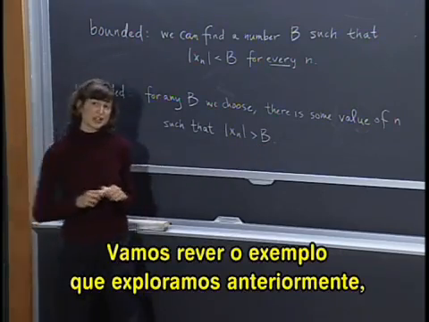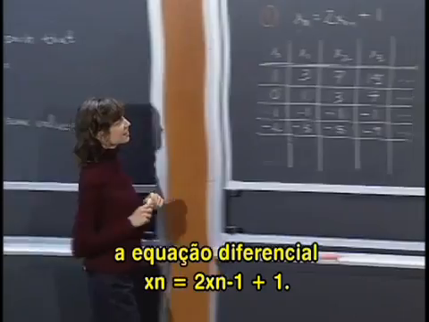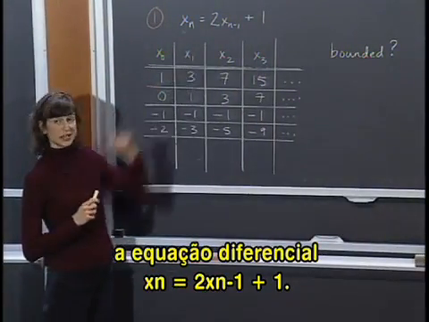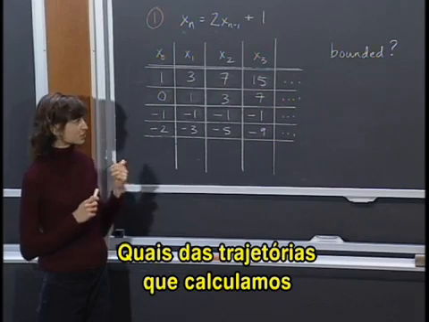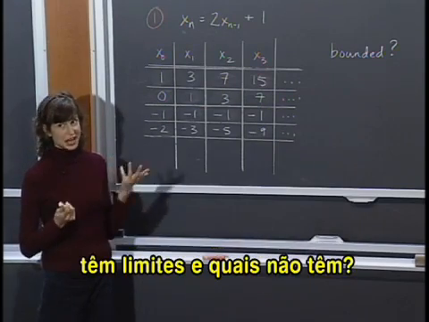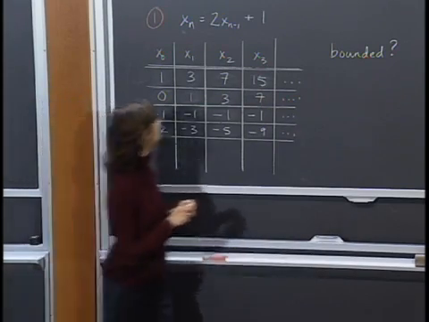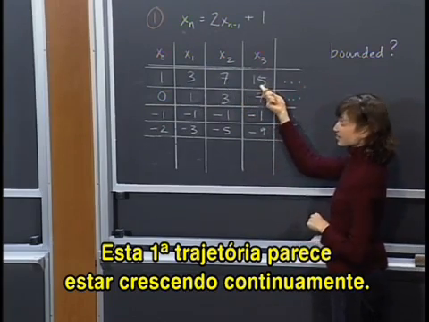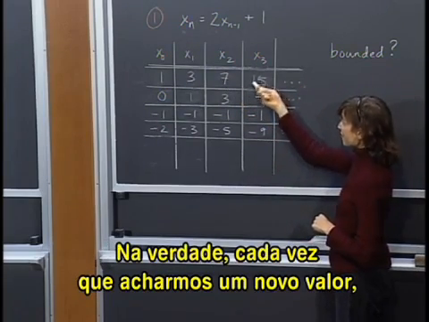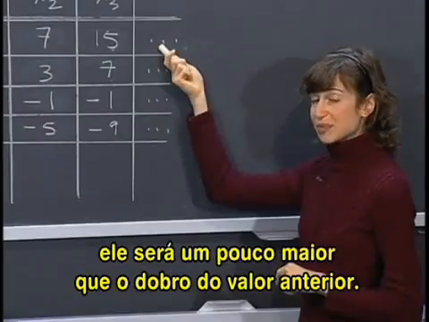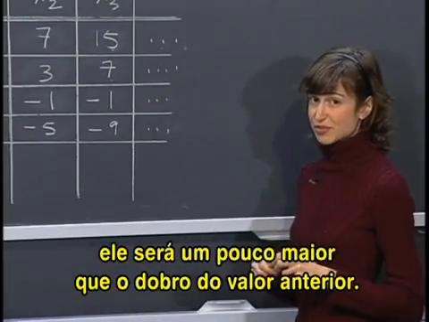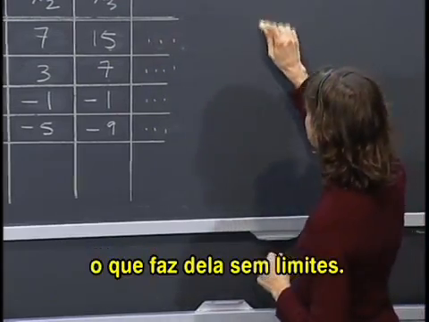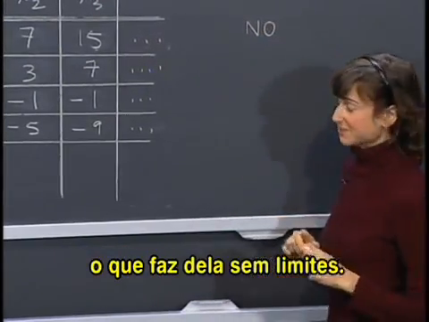Let's look at the example that we explored earlier. The difference equation, xn equals 2xn minus 1 plus 1. Which of the trajectories that we computed earlier is bounded and which is unbounded? Well, this first trajectory seemed to be continuing to grow. And in fact, every time we find a new term, it's going to be a little more than twice as big as the term before. That means this trajectory heads toward positive infinity, and this is in fact unbounded.